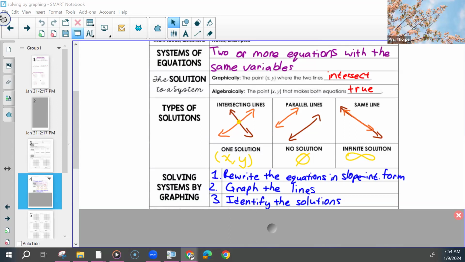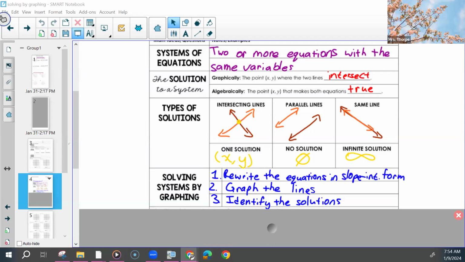Then I want you to graph these 3 to the best of your ability. So for intersecting lines, they should cross, making one solution. For parallel lines, they will never cross, which would be no solution. And if it's the same line graphed on top of each other, that is infinitely many solutions. So the types of solutions have not changed. Now we're just putting graphs to those solutions.